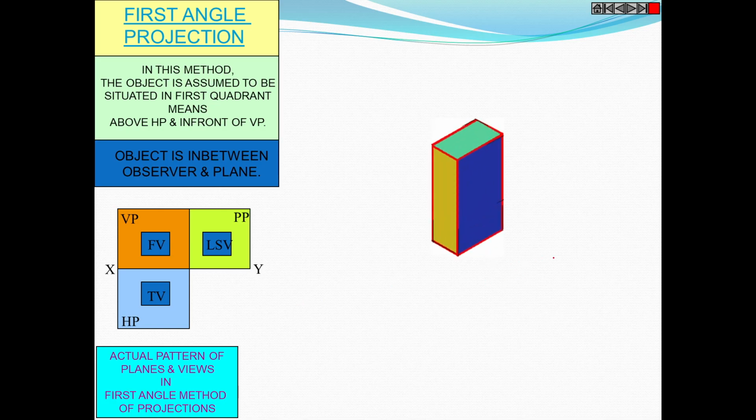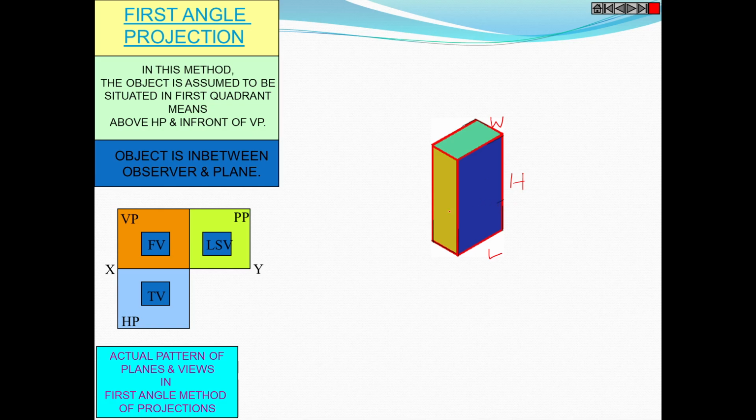So this is the object, you can see the object. This is a rectangle, and it has some width. This is the height, this is the length, and this we can say is the width. So this is a rectangular prism, you can say this is a rectangular prism, or rectangular bar.